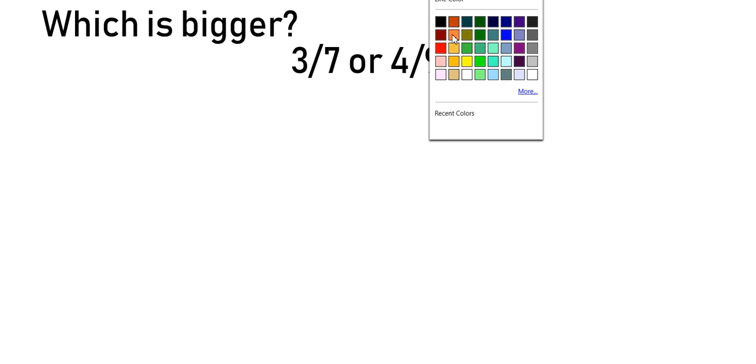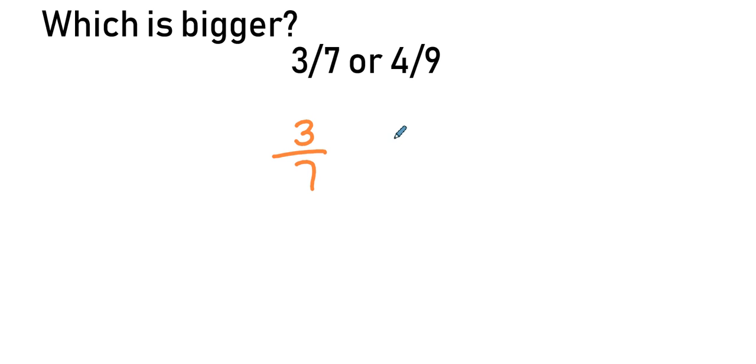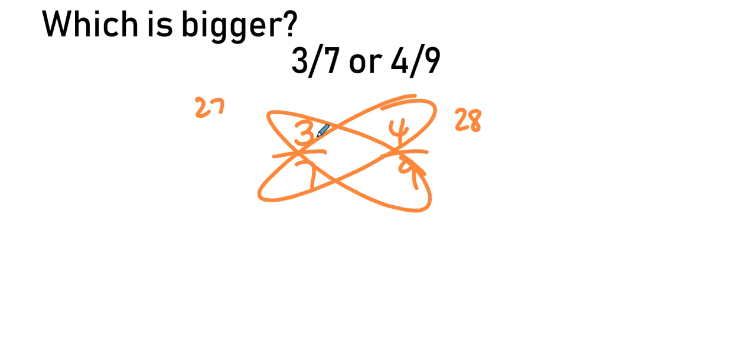Well, let's go orange. So we could do this cross multiplication thing that we've been doing. 3 times 9 is 27. 4 times 7 is 28. We could do that, but what does that mean? And who says what about whom? Well, it turns out that the 4/9 is bigger if the 4 times 7 is bigger than the 3 times 9. How can we know that?